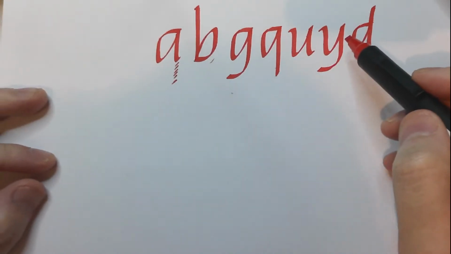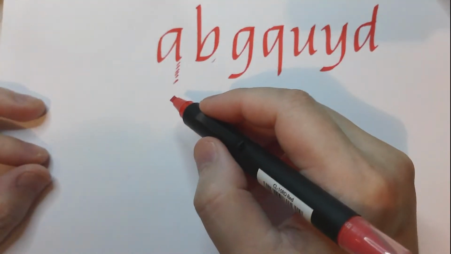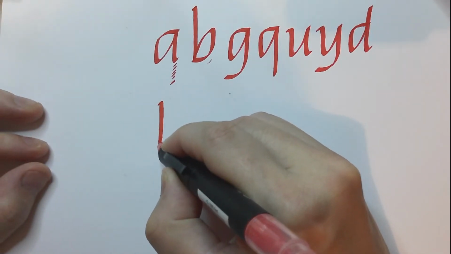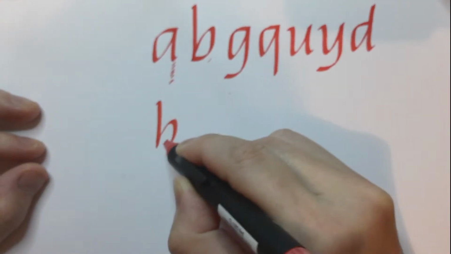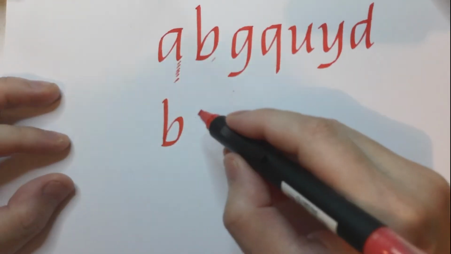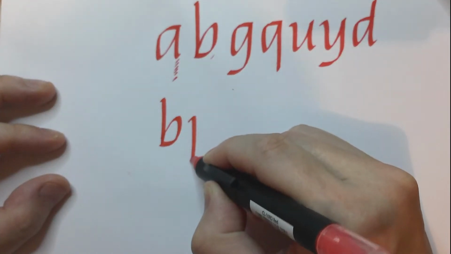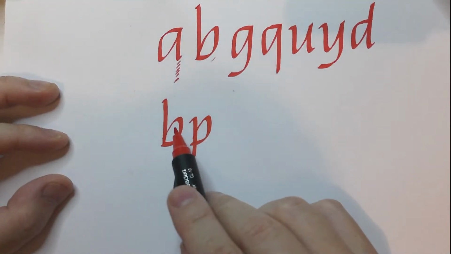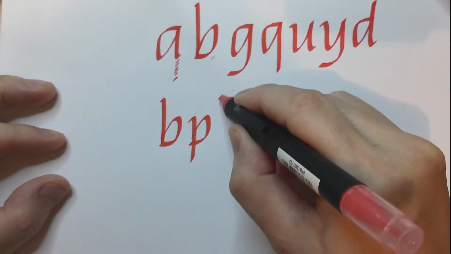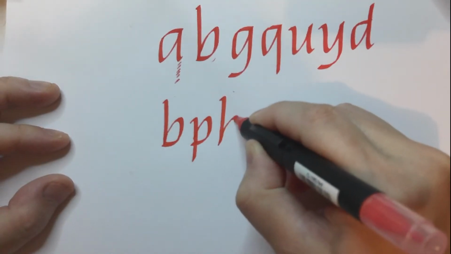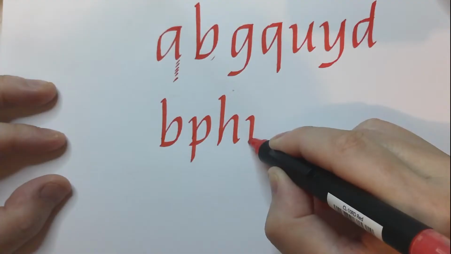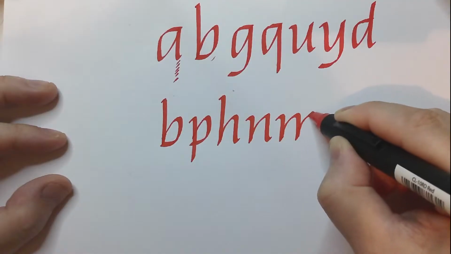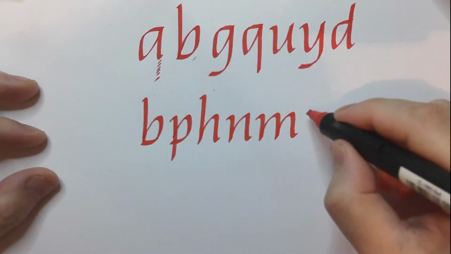Now the B is different. The B is also a gang leader, so to speak. So the B is like this. And the B shares similarities with the P. So you can see that it's the same body. And also the H, the N, the M, and the R.